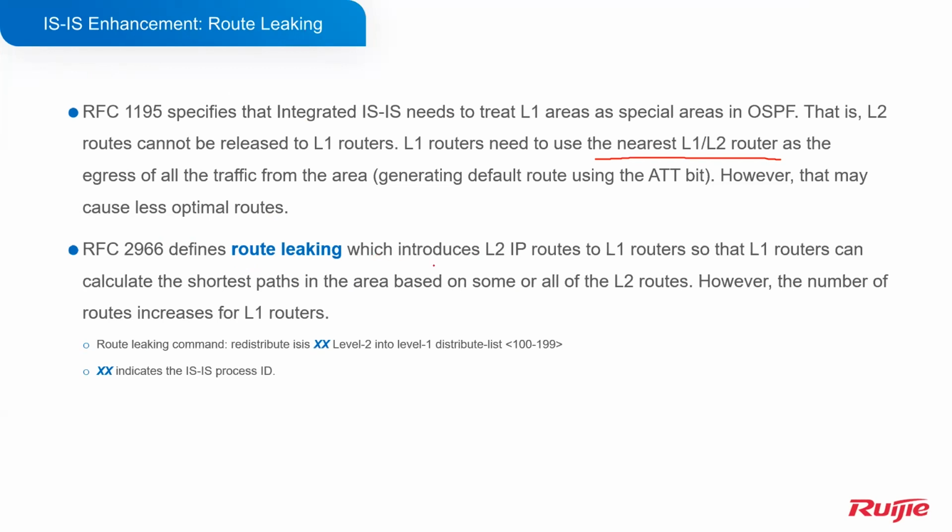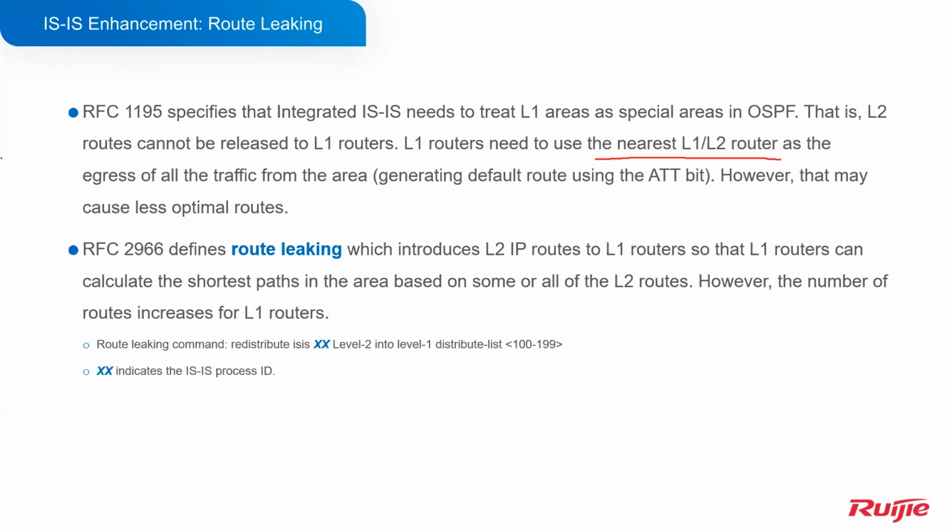That means it will introduce the level 2 IP routes into level 1 routers, so the level 1 router can calculate the whole path. You can think of it as redistributing the level 2 routing information into the level 1 database. So the level 1 router will know everything about our whole network.